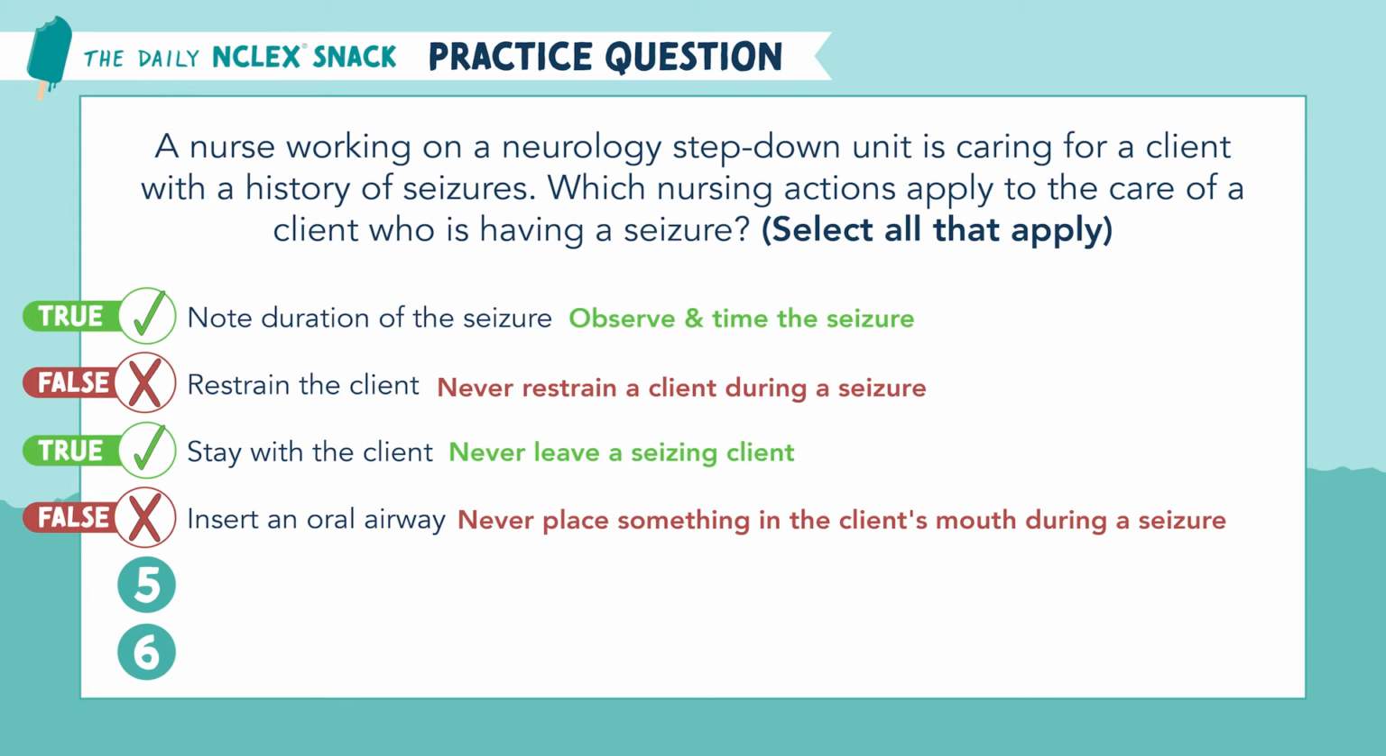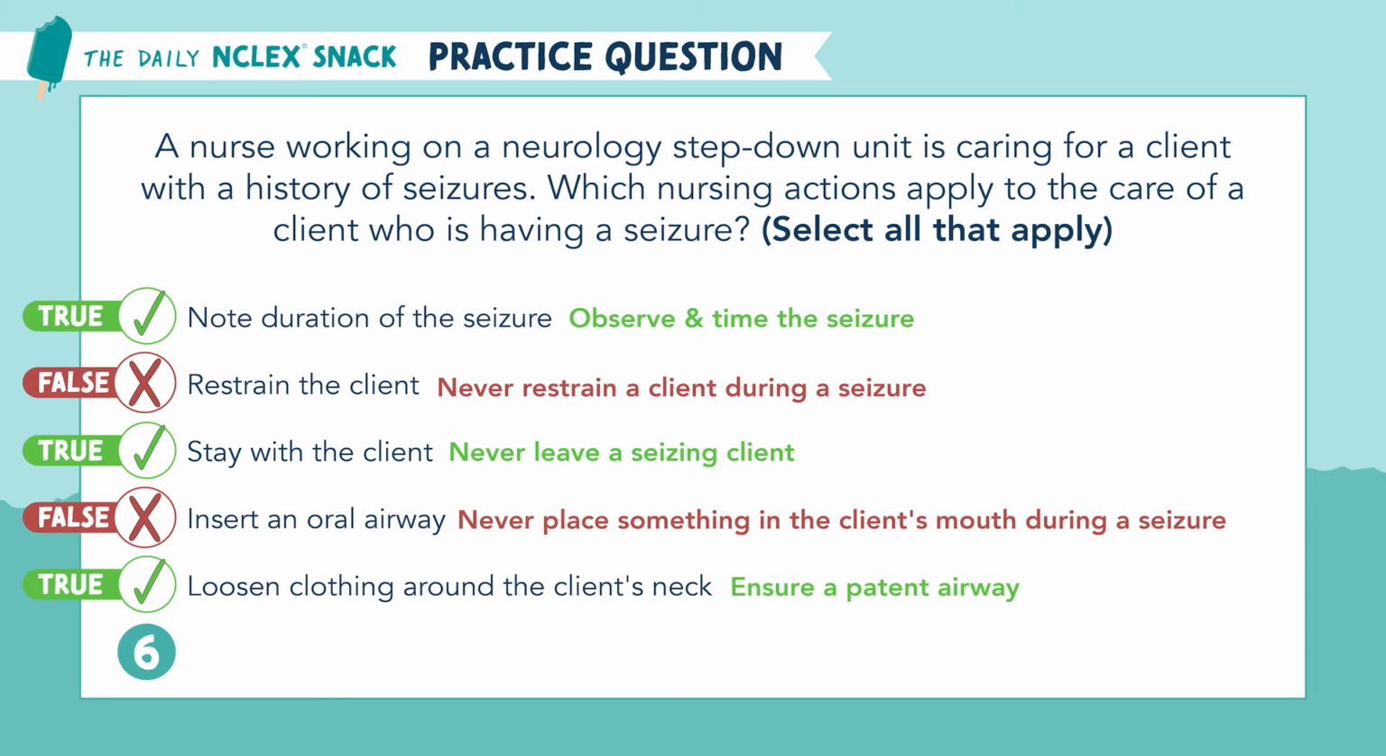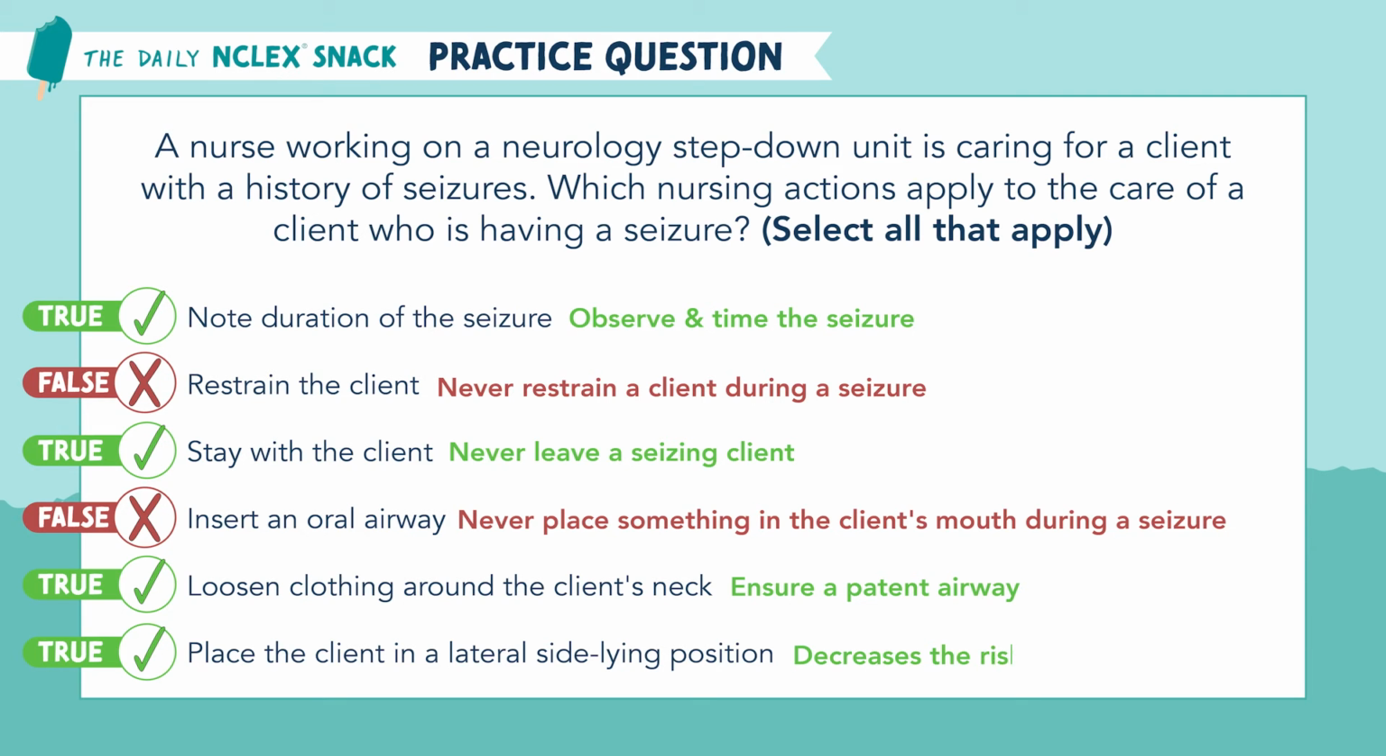Number 5 says loosen clothing around the client's neck. True or false? This would be true. Loosening the clothing around the client's neck ensures a patent airway. Number 6 says place the client in a lateral side-lying position. True or false? This is true. You want to place the client in a lateral side-lying position to decrease the risk for aspiration because saliva can drain out of the side of the mouth and not into the lungs.